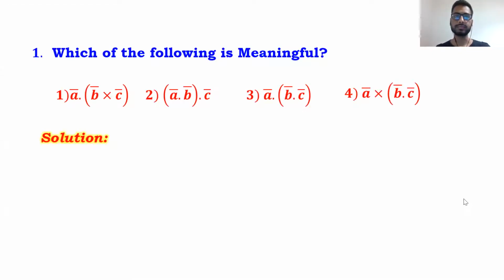So first one, which of this is meaningful? Obviously, A dot B cross C means that there's your scalar triple product, A bar, B bar, C bar.